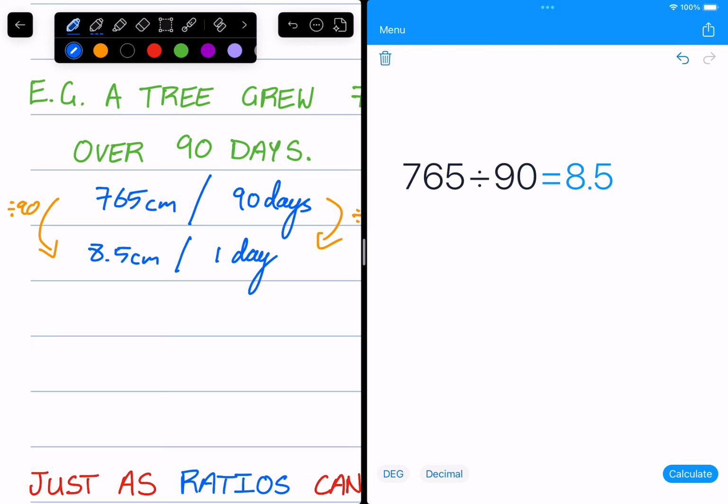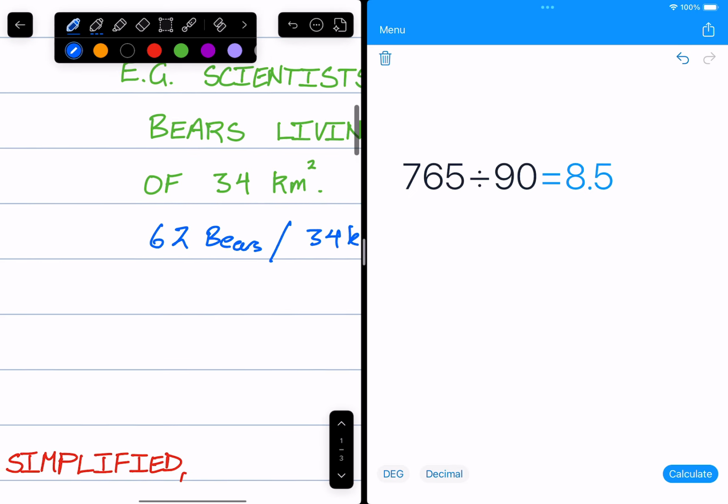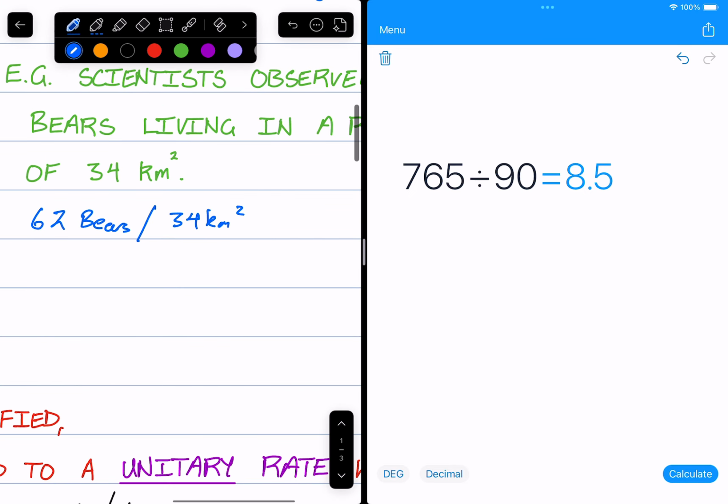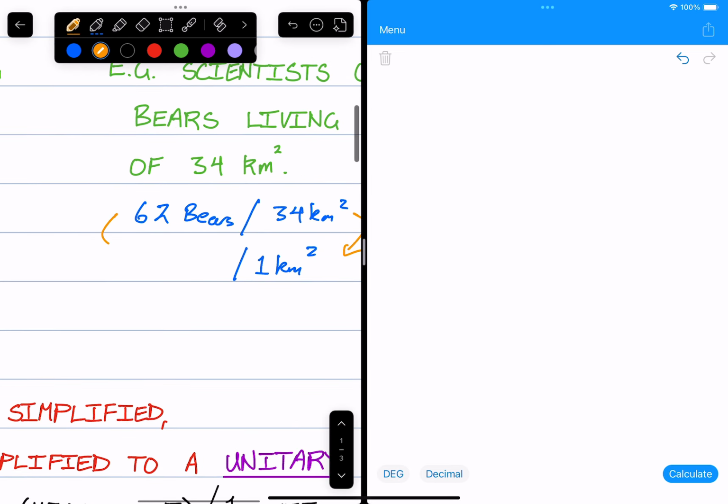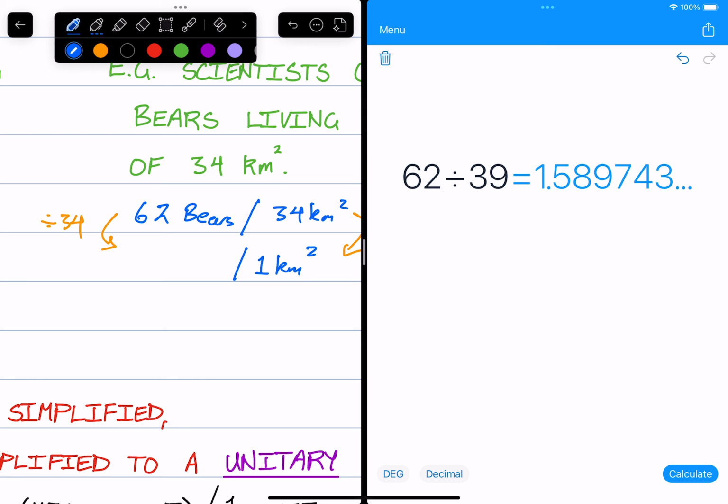And for the last example, we can bring this down to per 1 kilometer squared. To do that, we divide this by 34, and we do the same to this side. So 62 divided by 34. We get 1.82 bears per 1 kilometer squared.